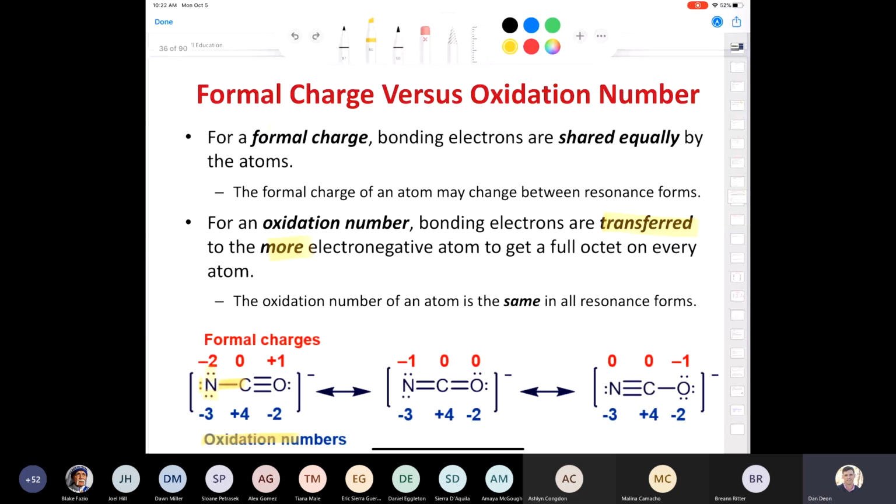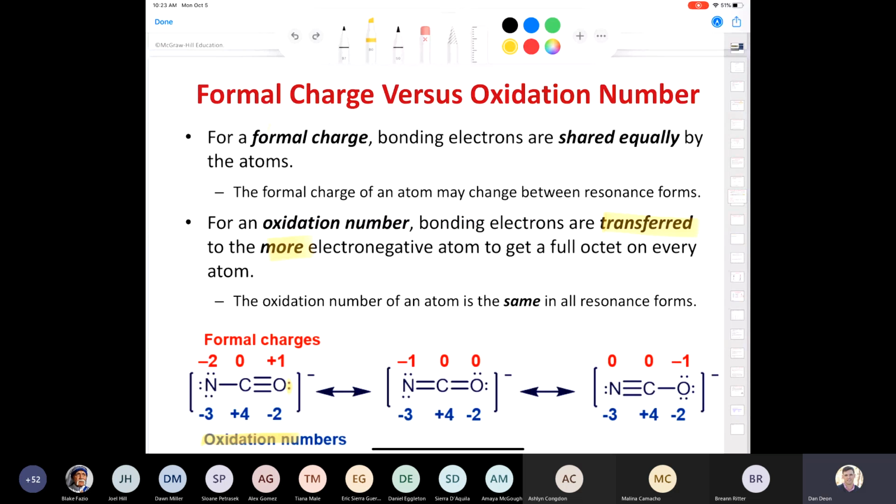5 subtract 8 gives you -3. What about the carbon? The carbon has a single bond here and a triple bond here, but they're to nitrogen and oxygen. Both nitrogen and oxygen are more electronegative than carbon. Therefore, it's as if the carbon has no electrons. 4 minus 0 gives you 4, right? Plus 4. Same exercise with the oxygen.